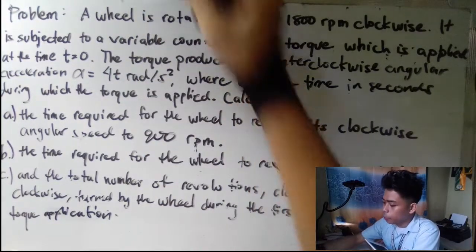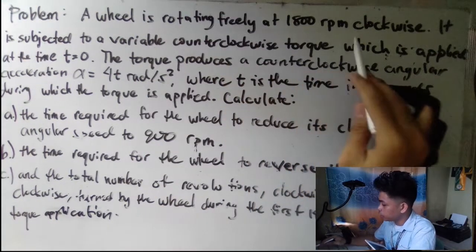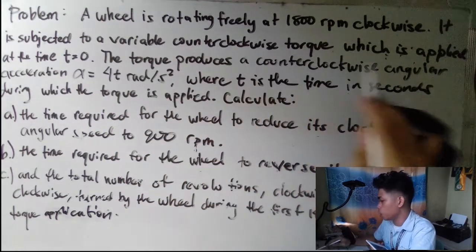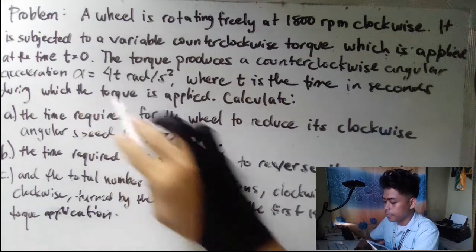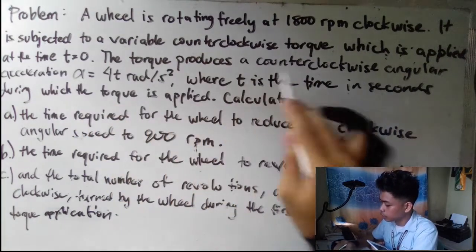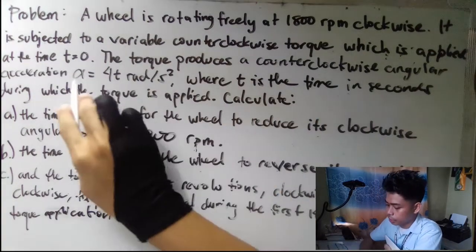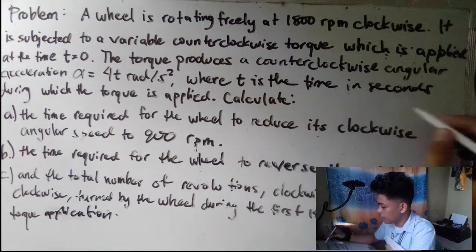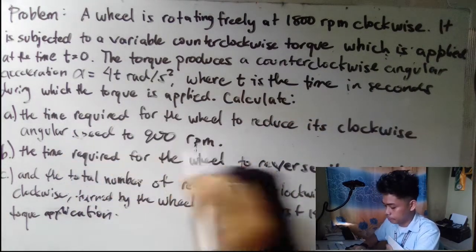So let's begin. So we have a problem. A wheel is rotating freely at 1800 RPM clockwise. It is subjected to a variable counterclockwise torque which is applied at time t equals 0. The torque produces a counterclockwise angular acceleration alpha equal to 4t rad per second squared, where t is the time in seconds during which the torque is applied.